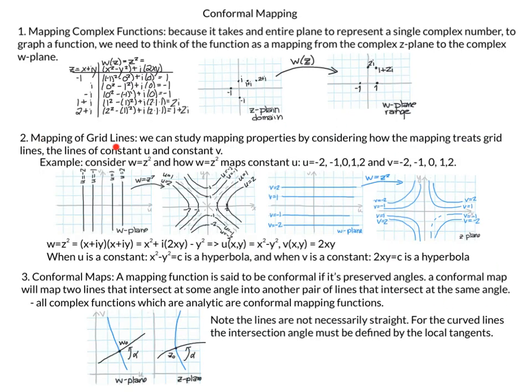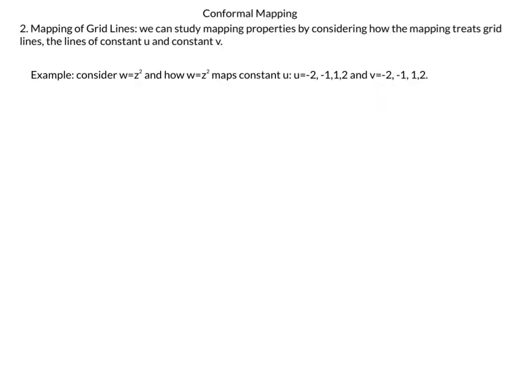Our next topic is mapping of grid lines. It helps us study the mapping properties. We look at how the mapping treats grid lines, or lines of constant value. For an example, we're going to consider the function w equals z squared and how it maps the constant lines u equals negative 2, negative 1, 1, and 2, and the constant lines v equals negative 2, negative 1, 1, and 2.